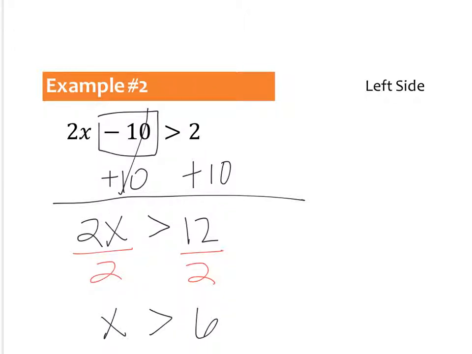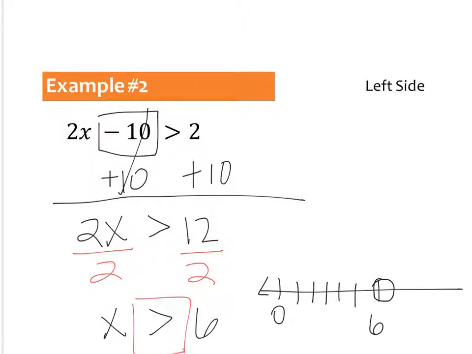So let's go ahead now and make our line. I'm going to start at 0 and go all the way up to 6, right? And I'm going to put my circle there. Is the circle going to be open or closed? Well, I don't notice that there is an equal to sign. It says only greater than, so that means that 6 cannot be included, so it's going to be an open circle.